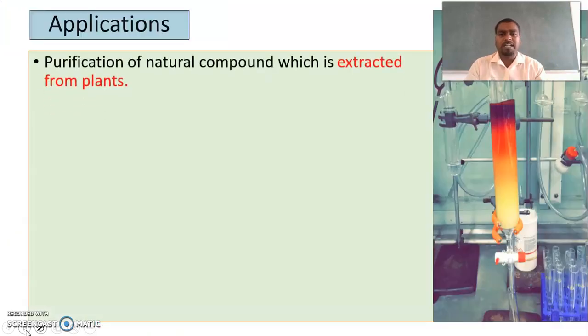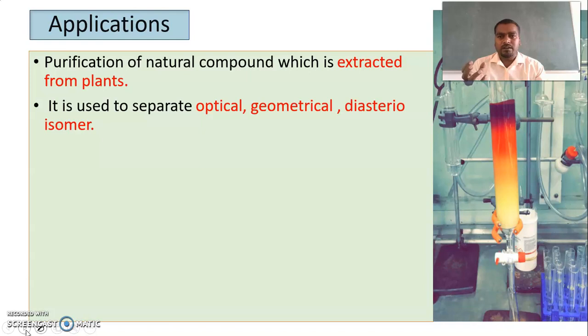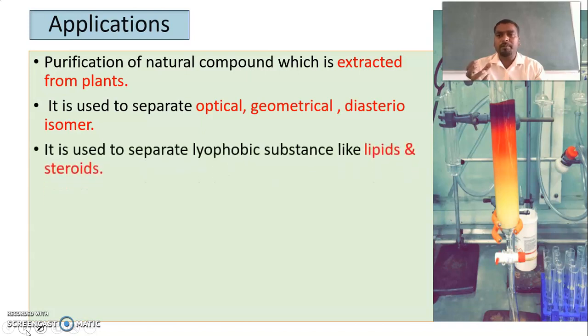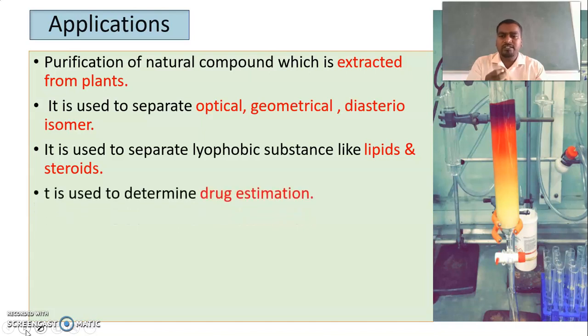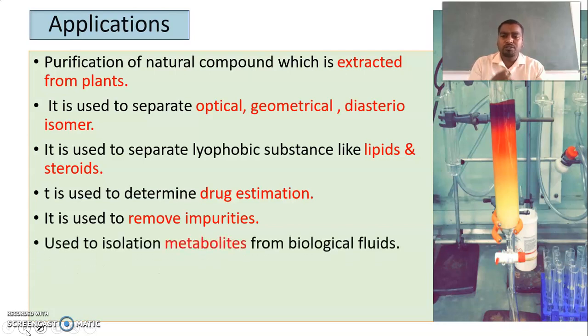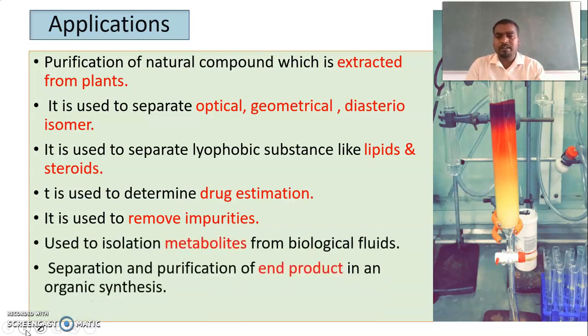Next is applications. By using this, we can extract compounds from plants, separate geometrical isomers and diastereoisomers, and extract lipophilic substances like lipids and steroids. It is used for drug estimation, to remove impurities, to isolate metabolites, and to identify and purify the end product in organic synthesis. Like that, there are many applications that you can learn.